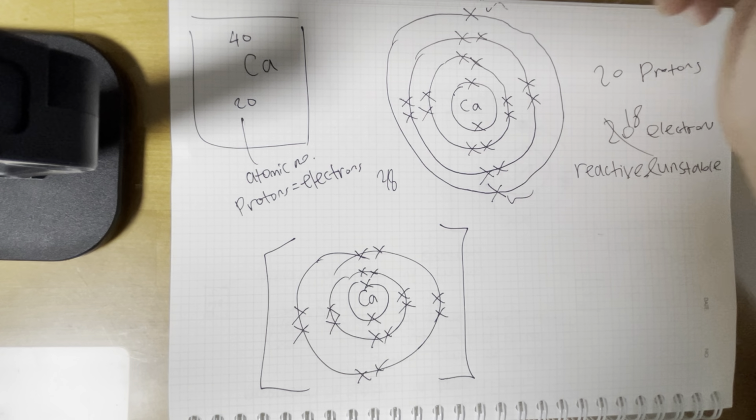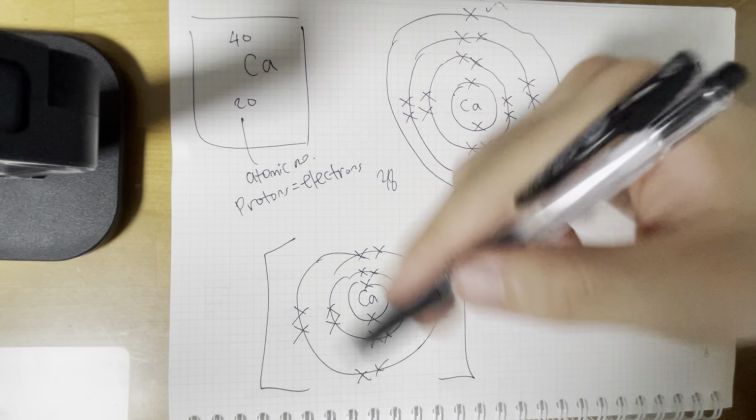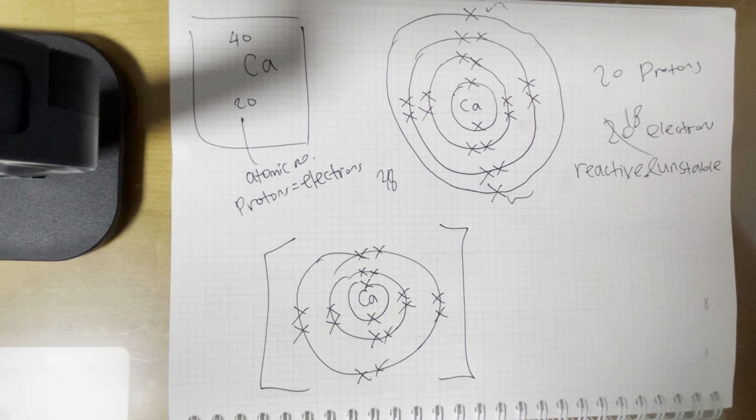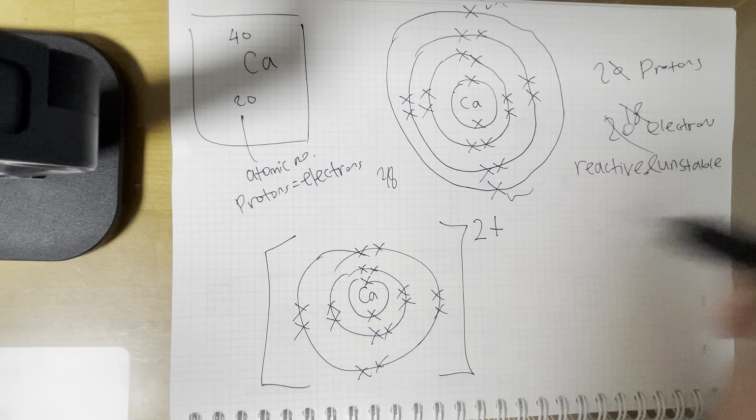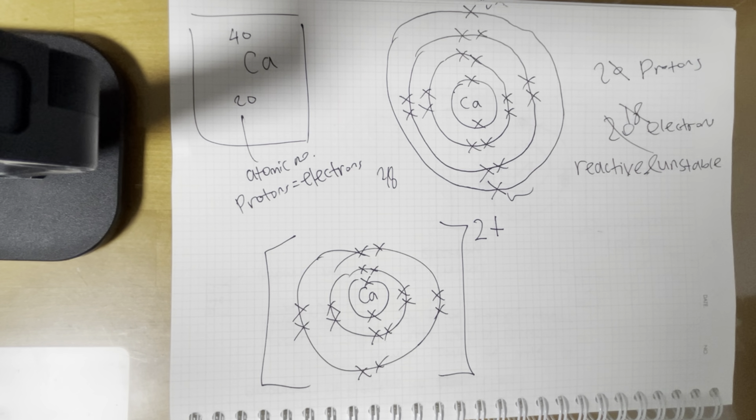Now it has 18 electrons because it lost the 2 in the outer shell to become a stable atom with full outer shell electrons. So 20 protons and 18 electrons. So now it currently has 2 more protons. These 18 are cancelled out, but now there are 2 protons remaining. So it has an overall 2 plus charge because there's 2 more protons than the electrons.